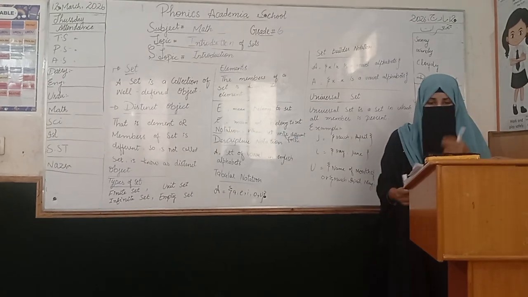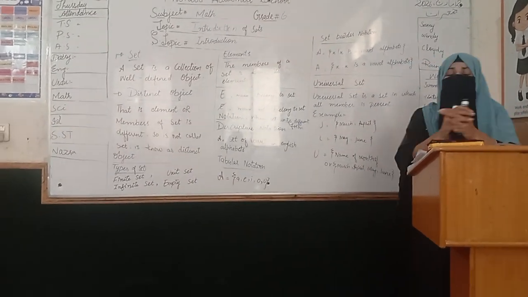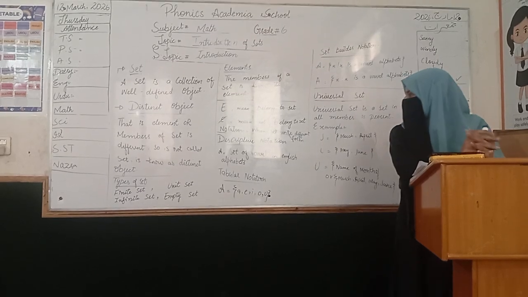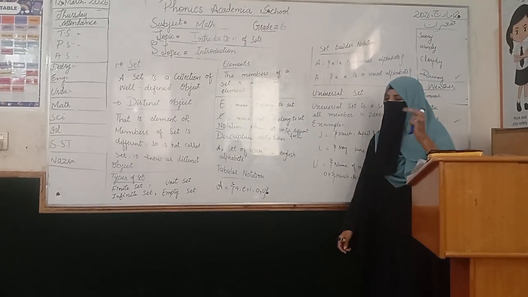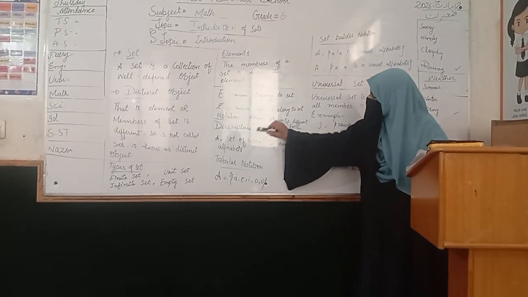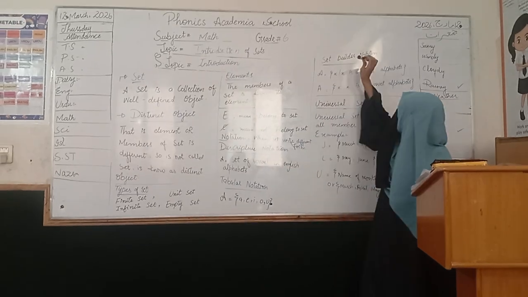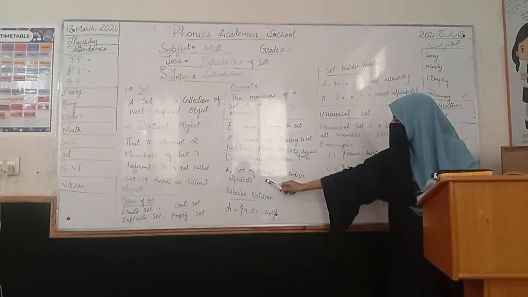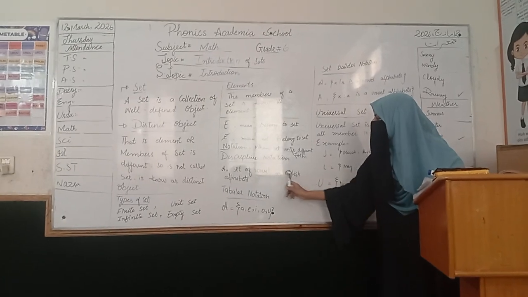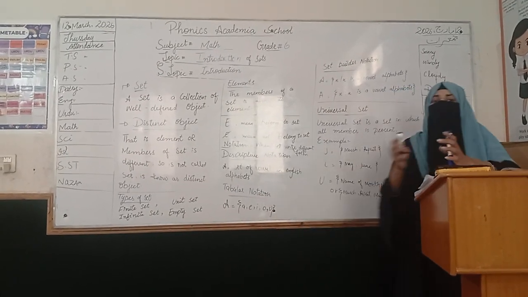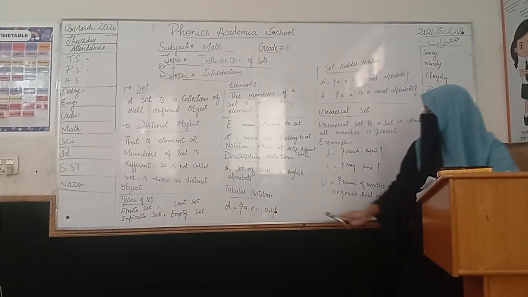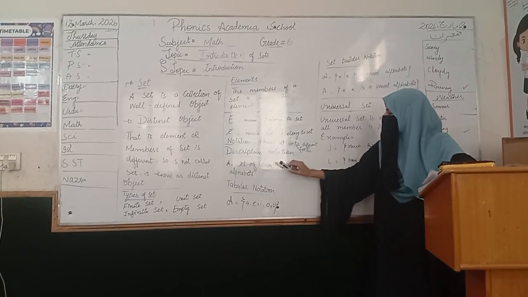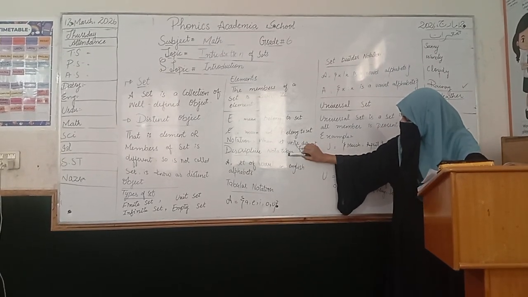Next is notation. What is a notation? When your set is written in a different form, it is known as a notation. It has three notations: descriptive notation, tabulated notation, and set builder notation. Descriptive notation: a set of vowels in the English alphabet. The names are not given. They only say the set of vowel alphabets. This is called a descriptive notation.